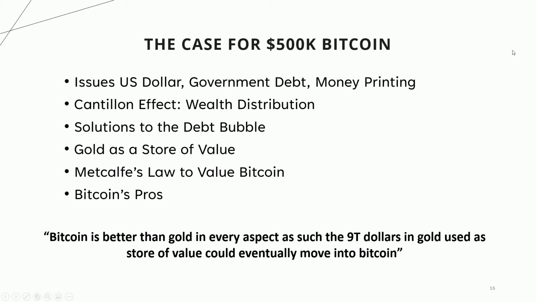Now, the article does break down several topics, so I think it is a good read if anybody's interested. It goes over the issues with the US dollar, government debt, money printing, the Cantillon effect, so how the whole wealth distribution went awry, and some of the solutions that they think are possible for the debt bubble. They talk about gold, value in Bitcoin, and then the pros of Bitcoin. And lastly, they explain that they believe that Bitcoin is just better than gold, and that's why Bitcoin should have the valuation that gold does today.